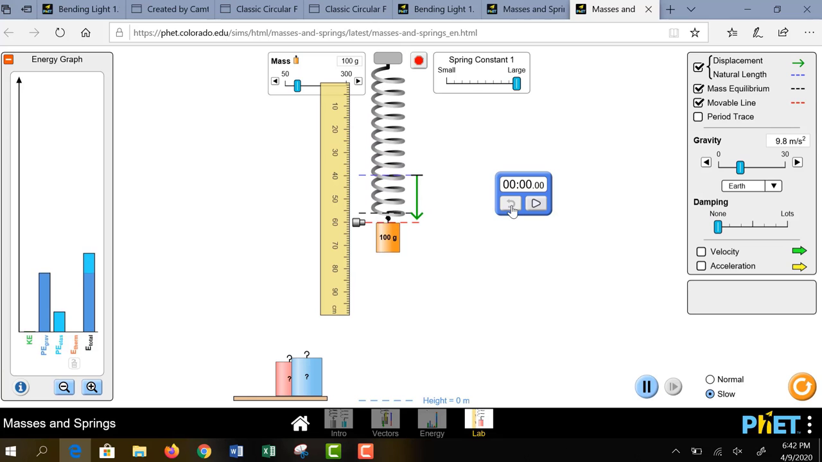So how does the amplitude come into play? I just did it about 10 centimeters from equilibrium. Let me stop this. Now I want to displace it. Instead of 10 centimeters, I think it's 20 centimeters. So let's actually do that. Whoops, I got to get rid of the damping now. And then displace it 20 centimeters from equilibrium and let it go.